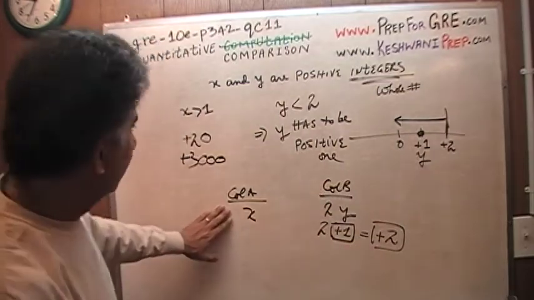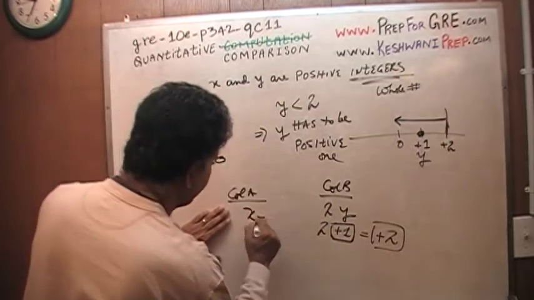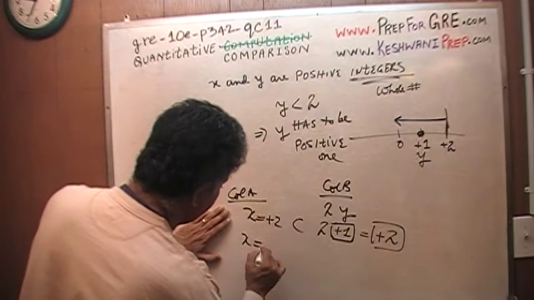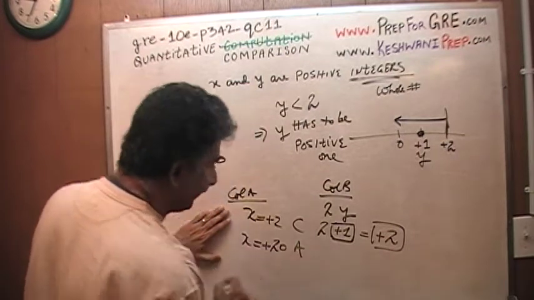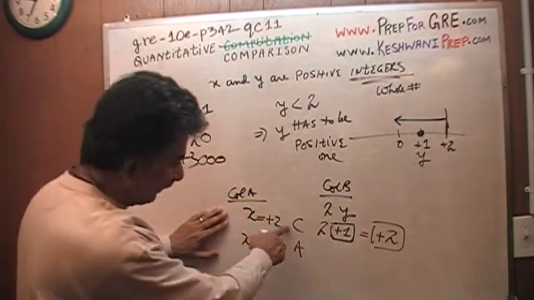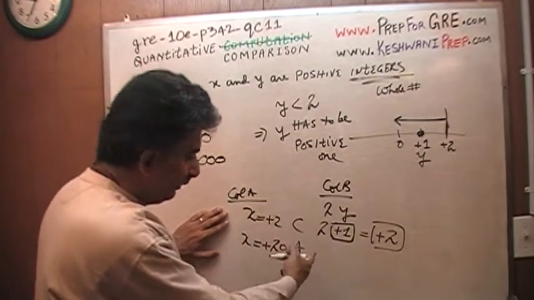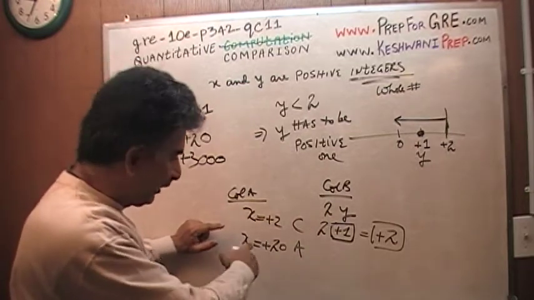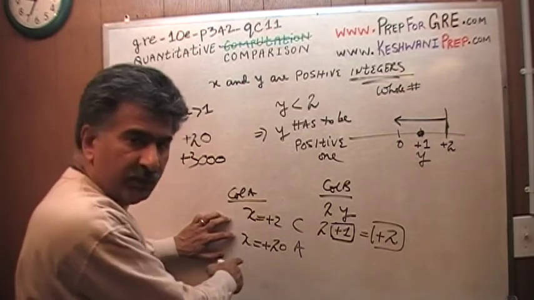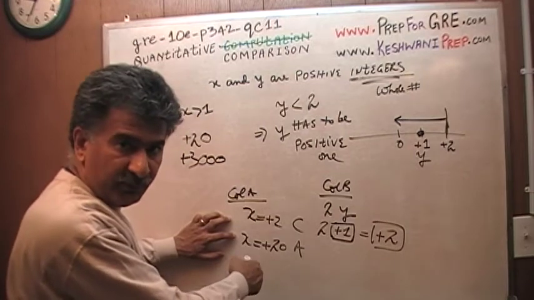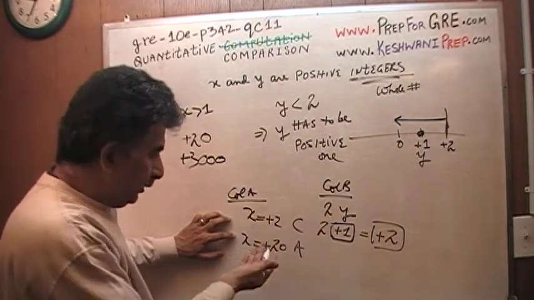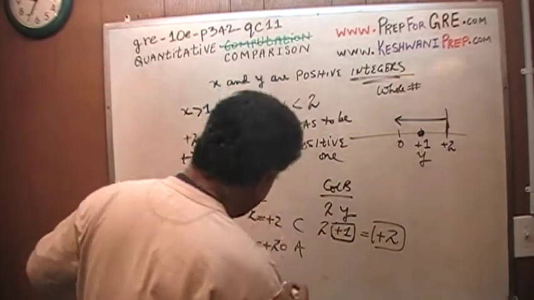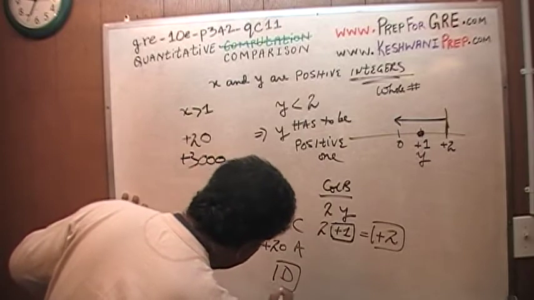Column A, on the other hand, we know that x has to be more than 1. Maybe it is positive 2, in which case the answer would be C. Or maybe x is positive 20, in which case the answer would be A. Because we have a conflict, C or A. If x happens to be 2, then the two values are equal in the two columns. But if x happens to be positive 20 or positive 3 or positive 4 or anything more than positive 2, the answer will change to A. Because we have a conflict, the correct answer is D.